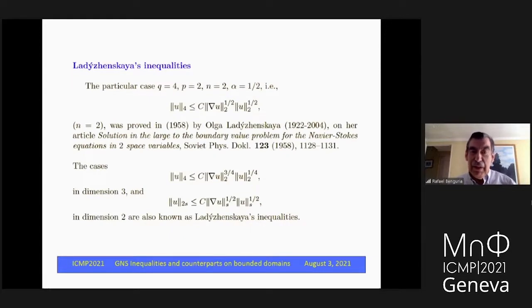Also present at the International Congress of Mathematicians in Edinburgh was Olga Ladyzhenskaya, and she presented a particular case of the Gagliardo-Nirenberg inequalities in the same session. She had proven this inequality in order to show the global existence of solutions to the Navier-Stokes equation in two dimensions. So the particular set of Gagliardo-Nirenberg inequalities with these coefficients, in dimension three and dimension two with this parameter s, are called Ladyzhenskaya inequalities. They are the first use in physics of the Gagliardo-Nirenberg inequalities.